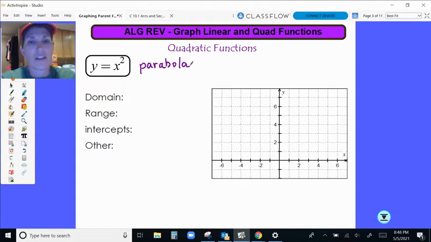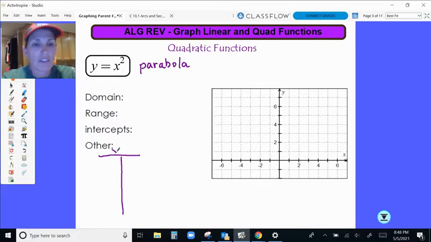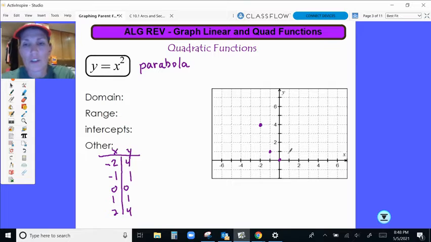Parabola. Okay, how do I graph that? Let's go ahead and do a table of values here and see what happens. I have x and y. If I plug in -2 for x, -2 squared is 4, right? -1 squared is 1. 0 squared is just 0. 1 squared is 1 and 2 squared is 4.